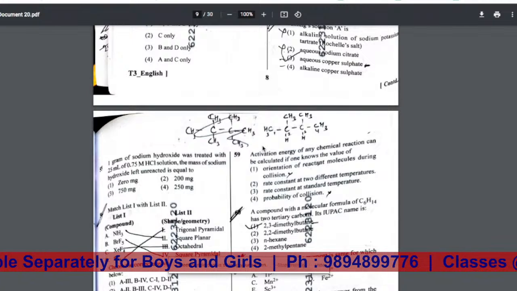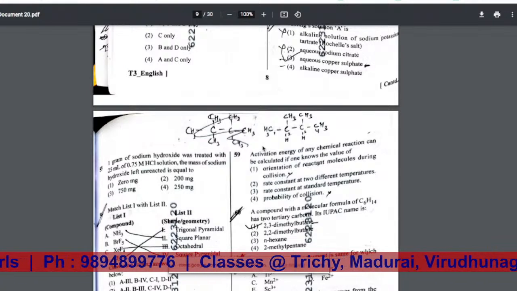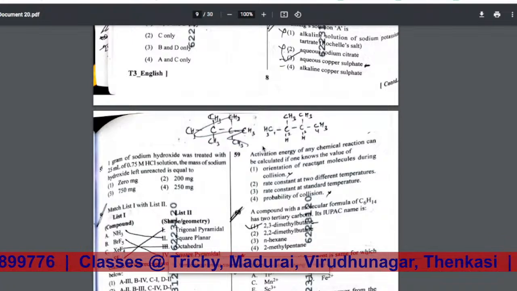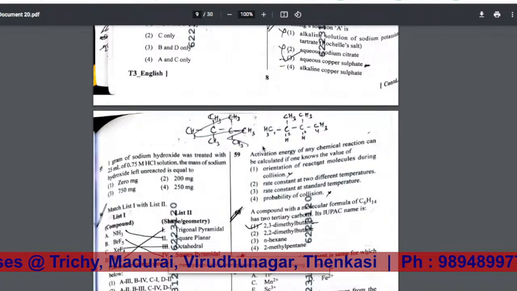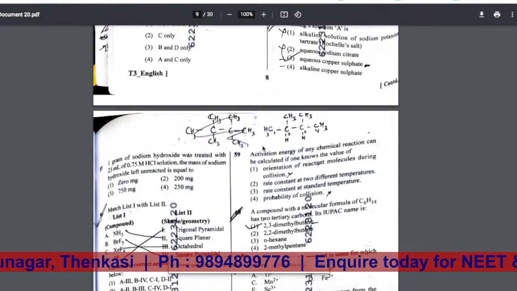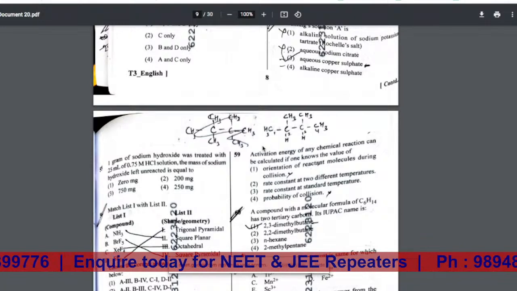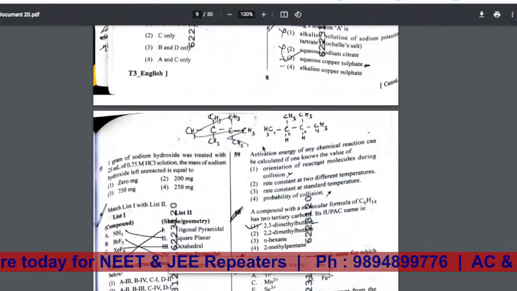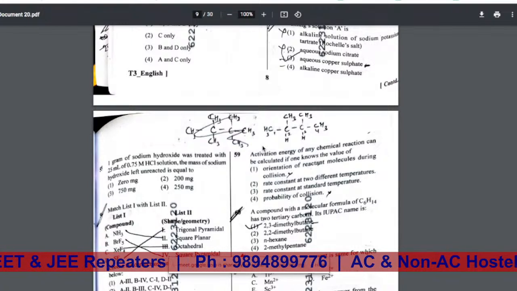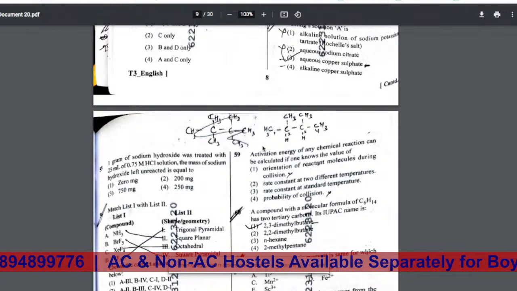If we convert this 0.005 moles into mass, what are we getting? We are getting 0.24 grams. Convert this 0.24 into milligrams. 1 gram is equal to 10 power 3 milligram. When you multiply this, you will get 250 milligrams. So the correct answer is the fourth option.